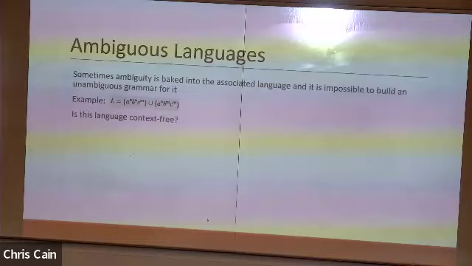So first ask yourself, is the language context-free? To answer this question, we want to look at both sides of the union. We know that if the left-hand side is context-free and the right-hand side is context-free, the entire language is context-free. So looking at the left side of the union, could we build a grammar for it? Take a minute or two, see if you can come up with a grammar for the left side of the union: a to the n, b to the n, c to the m.